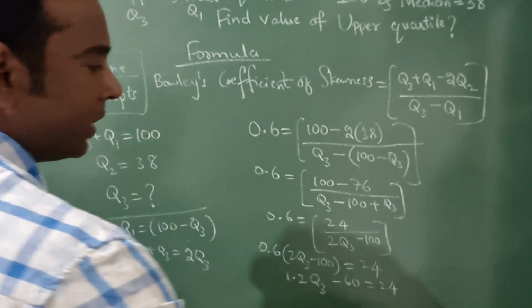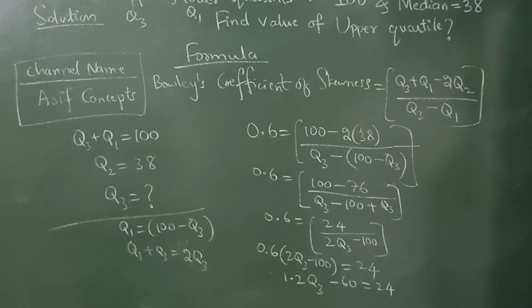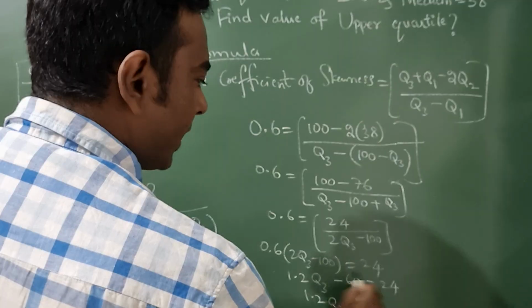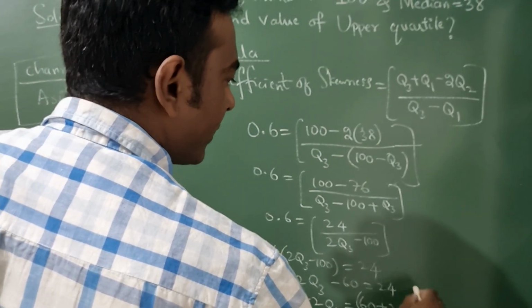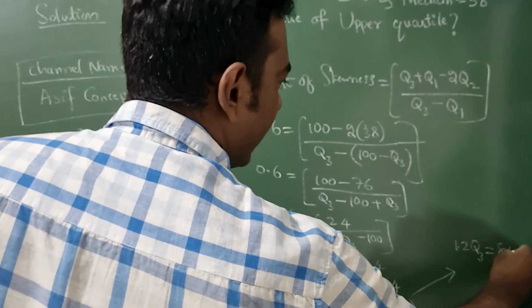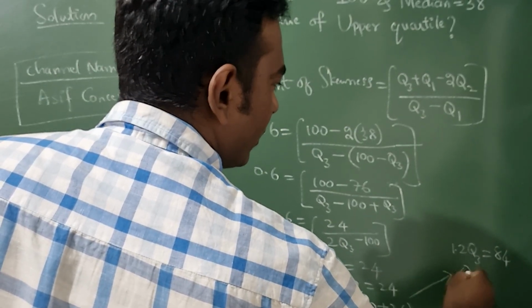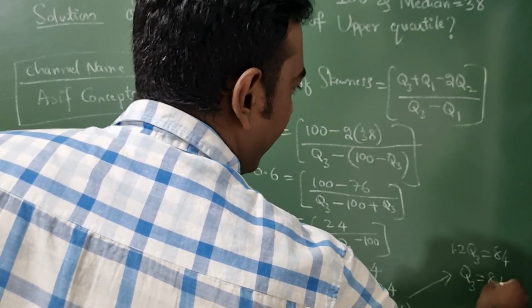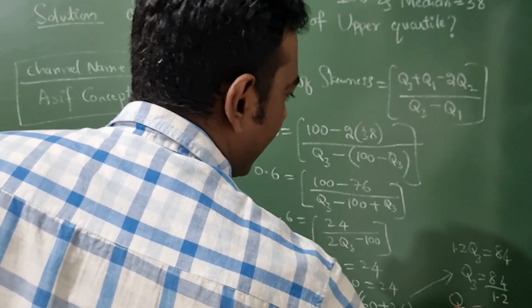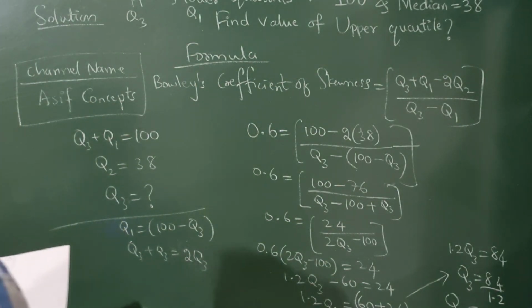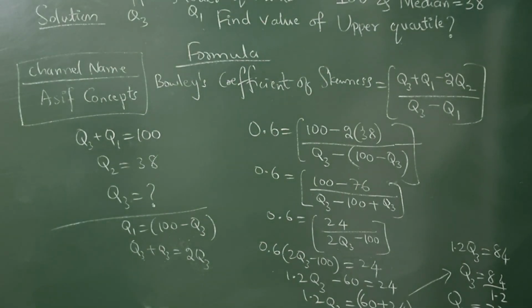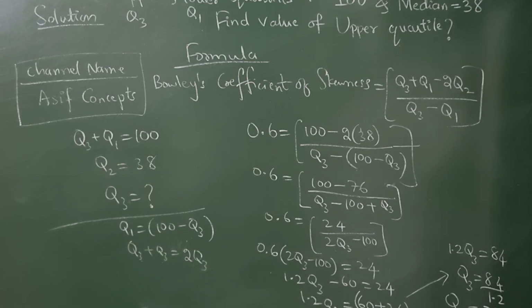Take this minus 60 on the right hand side. It will become plus 60. 1.2 Q3, minus 60 goes on the right hand side. Now 1.2 Q3 is equal to 84. Now Q3 is equal to 84 divided by 1.2. With the help of calculator, if you divide this, then you will get an answer as 70. That is upper quartile.